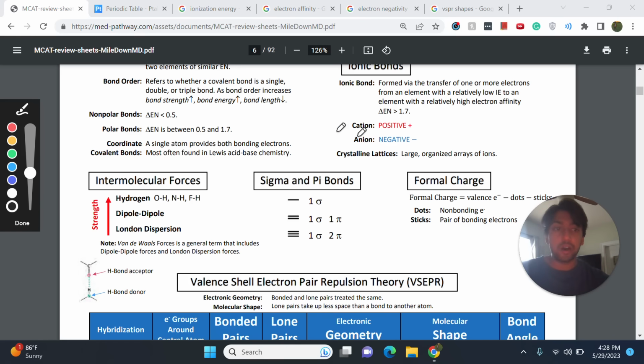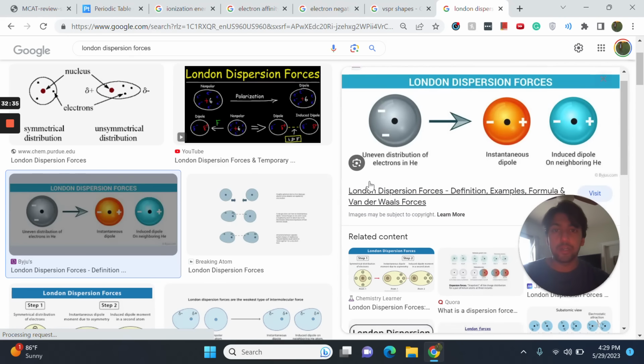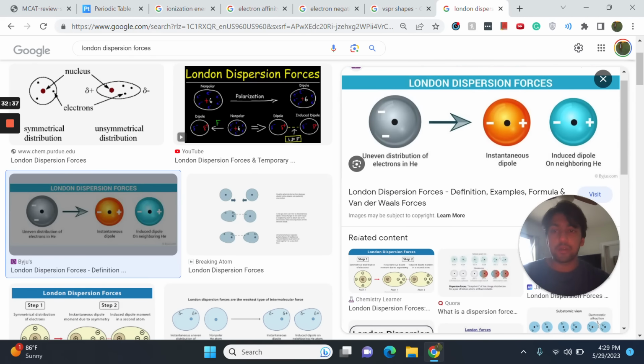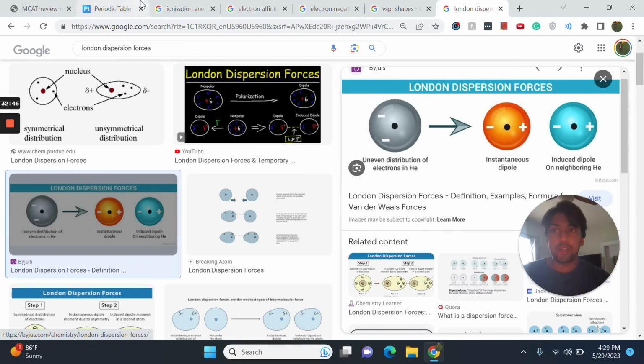Dispersion force. Okay, and let's look at it. So London dispersion is kind of an interesting situation where you might have two heliums, right? And helium is a noble gas, right? And sometimes these electrons, remember that they're not in fixed positions, right?